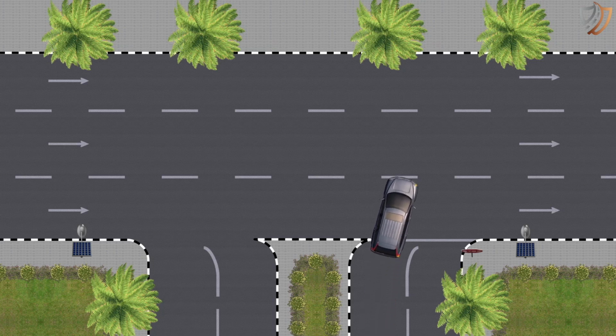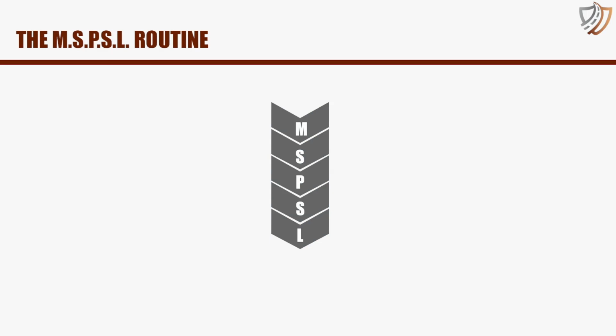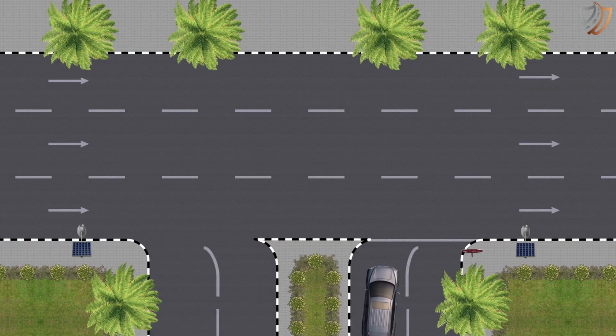In this case, motorists can turn into the second lane from the right side or the extreme left lane depending on where they intend to go from the junction ahead. If planning to go straight, follow the MSPSL routine in the left lane from the terminating road: check mirrors, turn on the left indicator, position the vehicle in the center of the lane, and reduce the speed. Obey the traffic sign. Look around for the traffic and other possible hazards. Once the road is clear, motorists may enter the second lane from the right side.